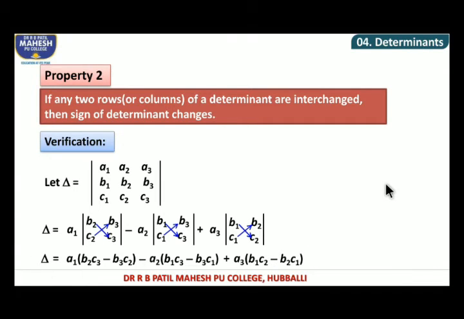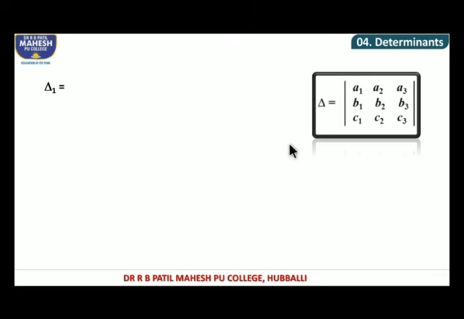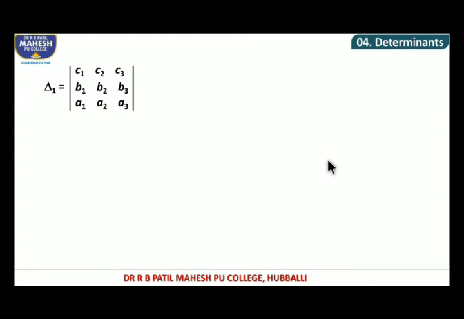Now we have to interchange any two rows or any two columns, then we will get another determinant. Here we are interchanging the first and third rows. The new determinant obtained is given by delta 1. After interchanging the first and third rows, we have for the first row C1, C2, C3, the second row remains the same, B1, B2, B3, and the third row becomes A1, A2, A3.